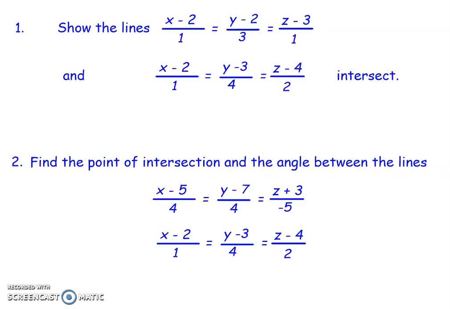So I've got two questions here for you. First one, I just want you to show these two lines intersect. And then the second one, I want you to find the point of intersection and the angle between the lines.